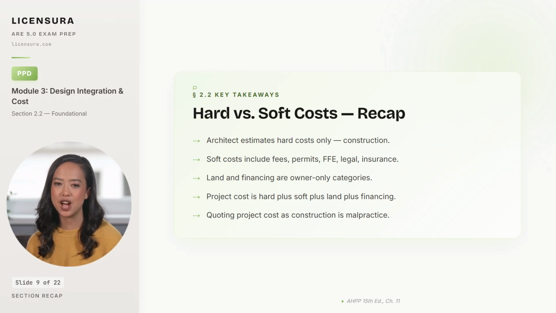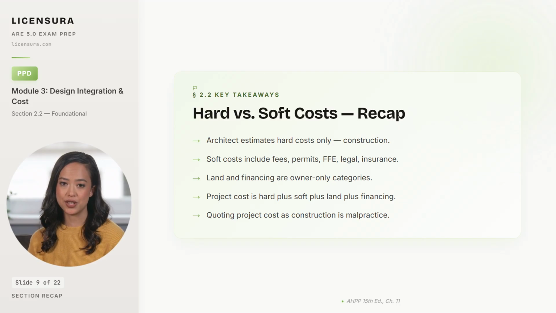The architect estimates hard costs only, the physical construction cost of the building, including labor, materials, equipment, and contractor overhead and profit, and that is the only number the architect should quote without disclosing soft and other costs separately. Soft costs include A&E fees, permits, testing, FFE outside the contract, legal, insurance, and owner project management. And the architect provides input, but the owner owns the soft cost line. Land and financing are owner-only categories that the architect should never be quoting, because the architect has no role in acquiring land or negotiating construction loans.